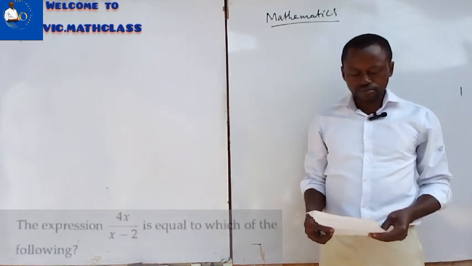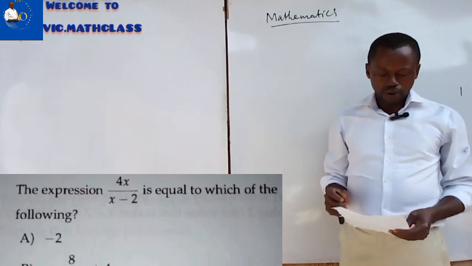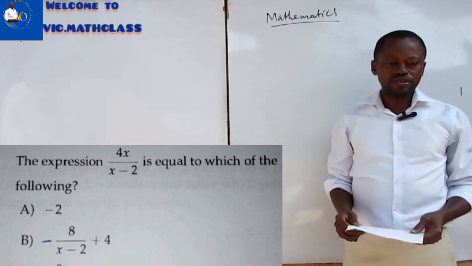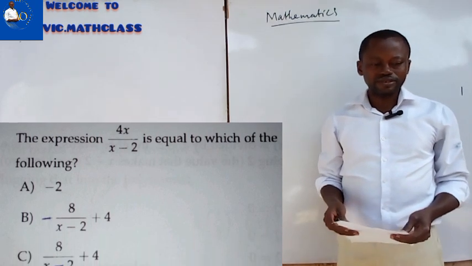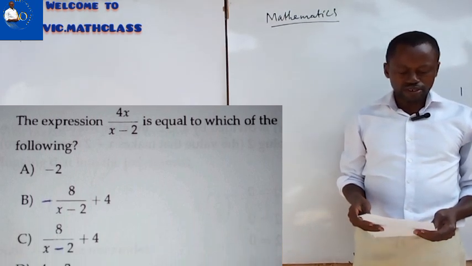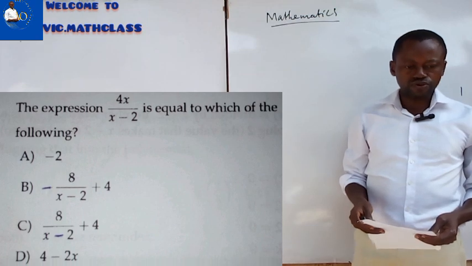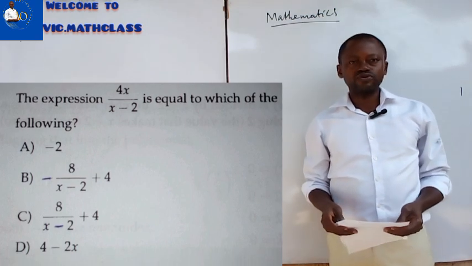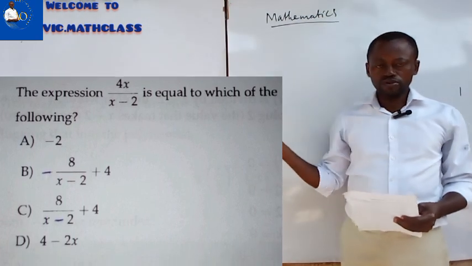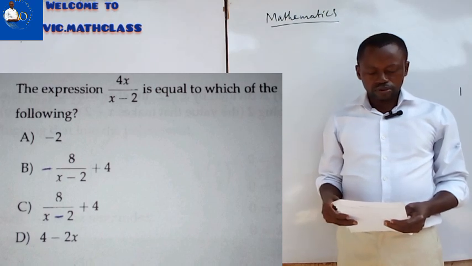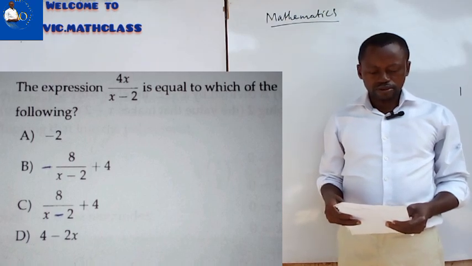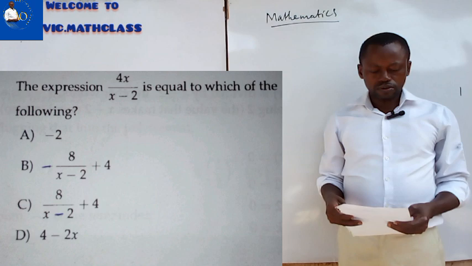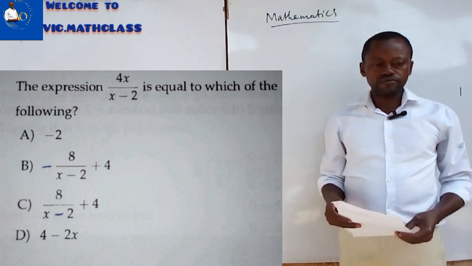and the first one I want to look at here is the question that says the expression 4x over x minus 2 is equivalent to which of the following? I'm going to look at the question on the board. Let's look at it again. 4x over x minus 2 is equivalent to which of the following?